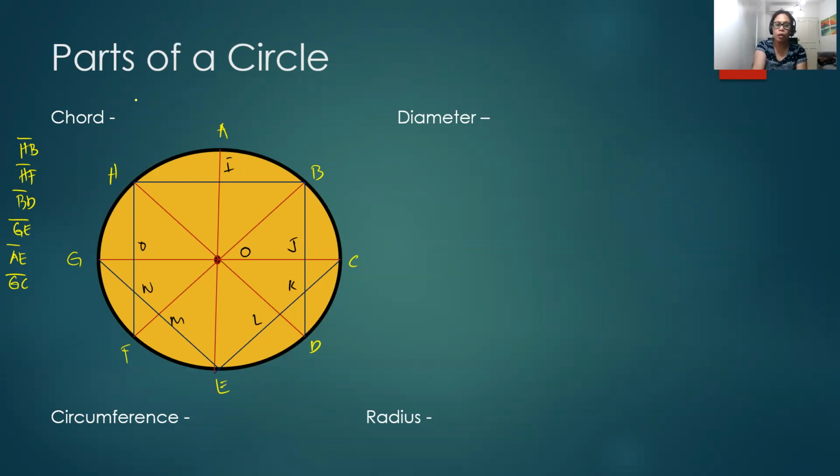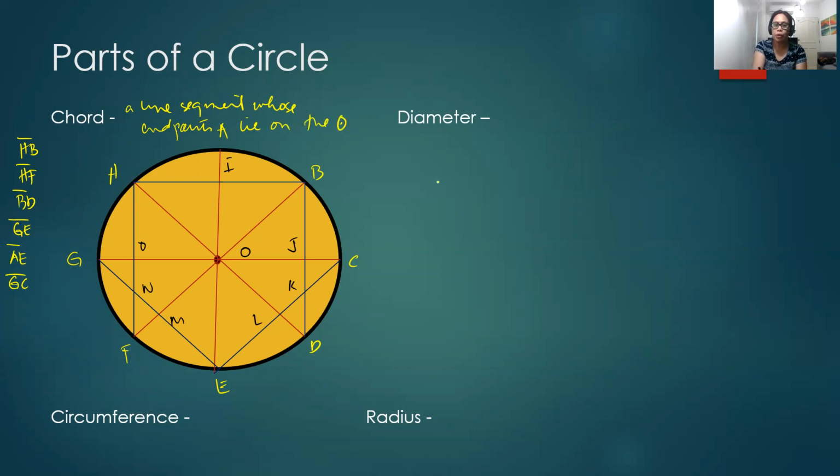So meaning we define a chord as a line segment whose endpoints lie on the circle.